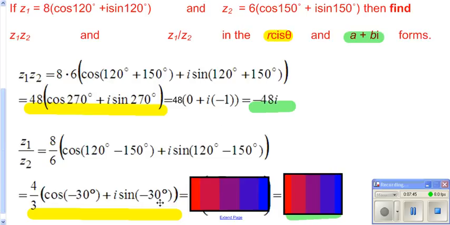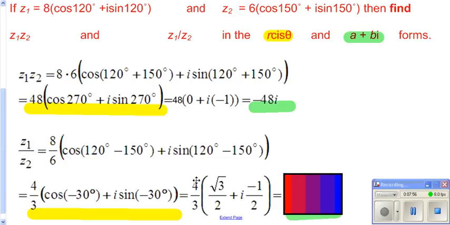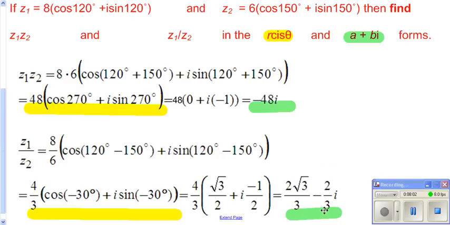Once again, we need to be not just getting the trig form, but also the rectangular form. So evaluate the cosine of negative 30 and sine of negative 30. And now distribute through. Multiply your 4/3 through to each fraction, and then you get your rectangular form.